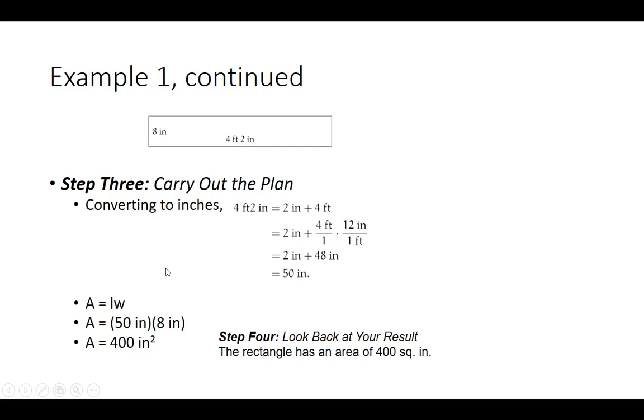The width is 8 inches. We plug those into the formula. 50 inches times 8 inches is 400 square inches. The rectangle has an area of 400 square inches.